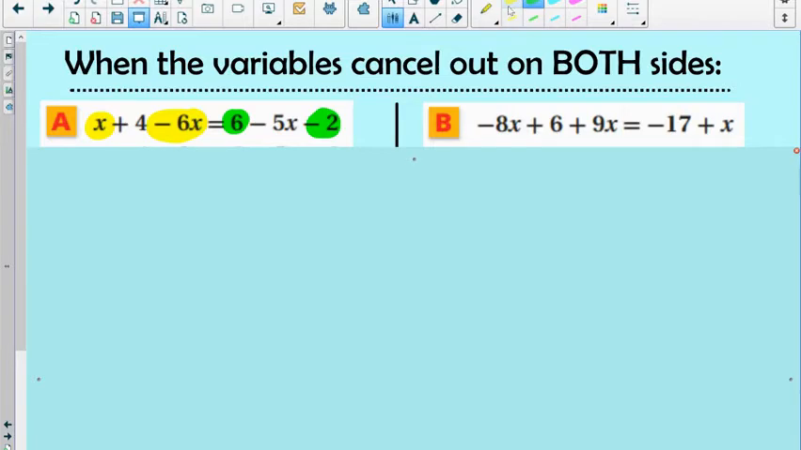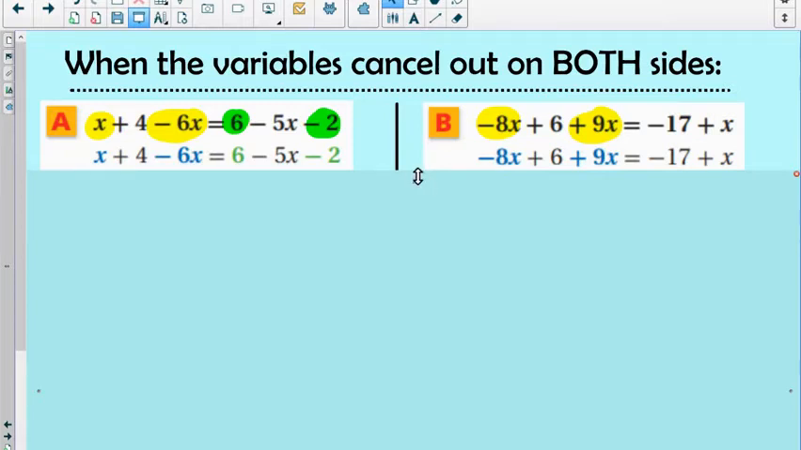For example B, we see a very similar setup. On the left-hand side, we have two variable terms that we can combine. On the right-hand side, we don't see any like terms that we can combine. So our first step is going to be to go ahead and combine like terms. And the color coding there just shows which terms will be combined.